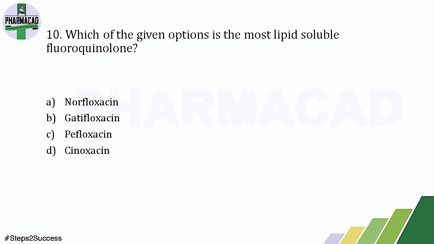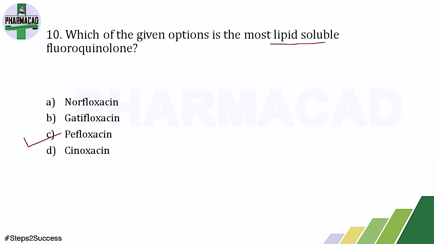Next question says, which of the following is the most lipid soluble fluoroquinolone? For this, you all need to know the structure of all the fluoroquinolones, or at least their structural specificities. The options are norfloxacin, gatifloxacin, pefloxacin and cinoxacin. So when they say most lipid soluble, the correct option goes to pefloxacin, as it is the highly and most lipid soluble fluoroquinolone available.